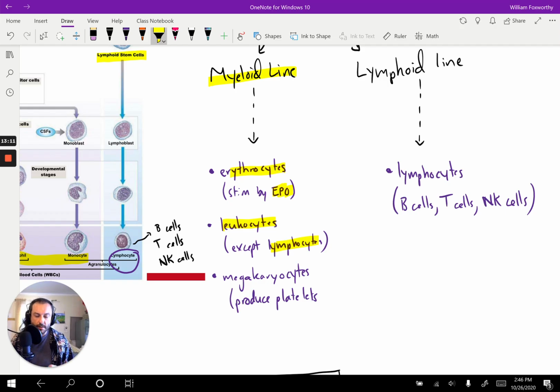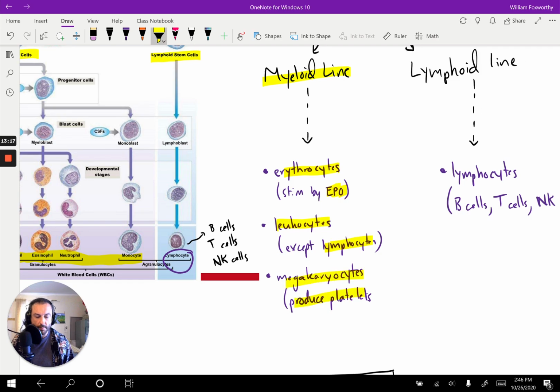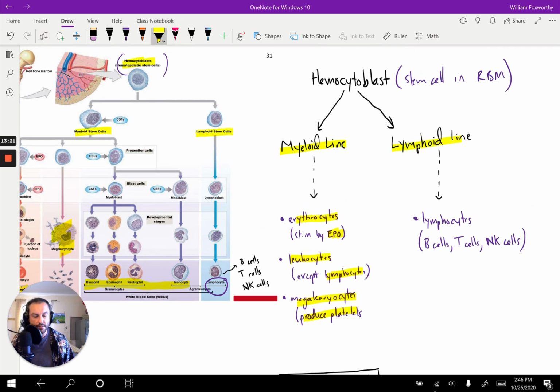And then they also become megakaryocytes, which are these big cells here, which are going to produce platelets. Down the lymphoid line, we get your lymphocytes, which are your B cells, your T cells, and your NK or natural killer cells. Probably the easiest way to remember this is that your lymphoid line, as the name suggests, lymph, produces your lymphocytes. And then the myeloid line produces everything else.